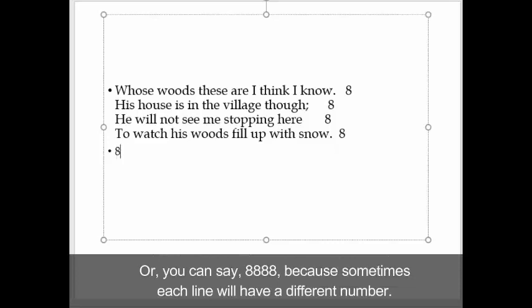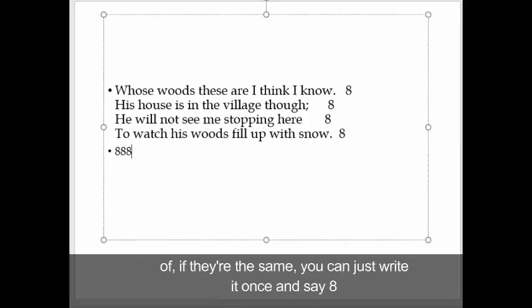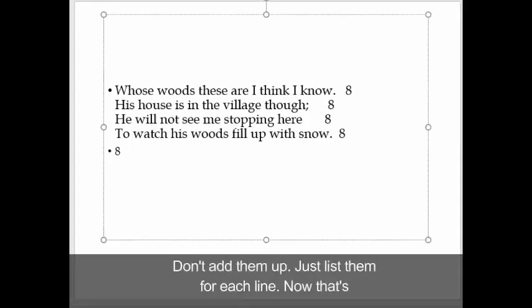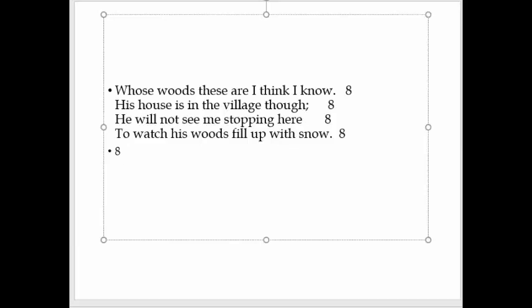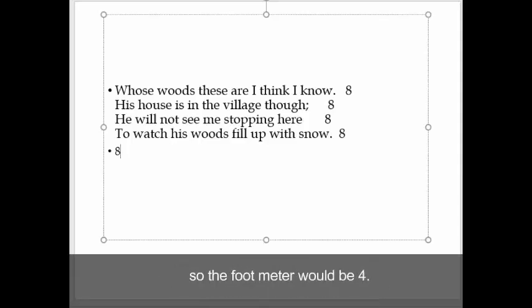Or you can say 8, 8, 8, 8, because sometimes each line will have a different number. If that's the case, you would write them out: 8, 6, 8, 5, whatever they are. Or if they're the same, you can just write it once and say 8. Don't add them up, just list them for each line. Now that's the syllable meter, so what is the foot meter? The foot meter is always half, so the foot meter would be 4.